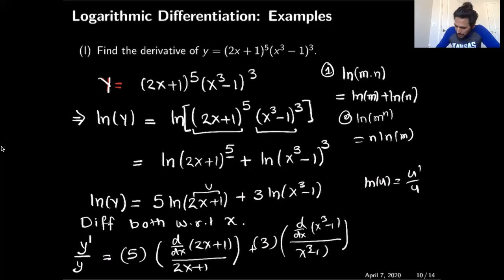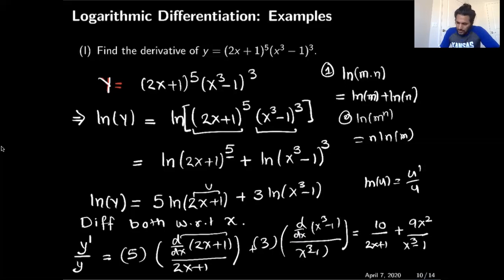So in the next step, I will calculate the derivative of the top and simplify also. The derivative of the top is 2. The derivative of this term is 2, 2 multiplied by 5, so it's going to be 10 divided by 2x plus 1. And this is 3. The derivative is 3x squared. So this is 9x squared divided by x cubed minus 1.